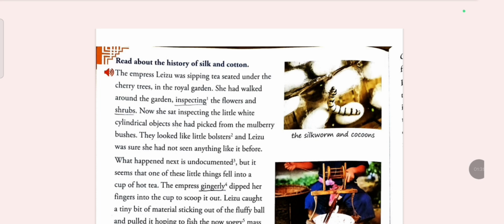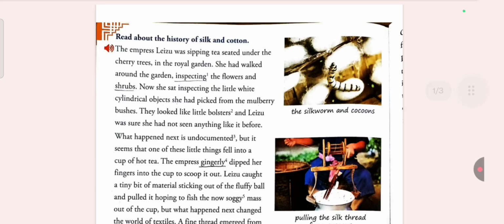Now the story starts. Read about the history of silk and cotton. The Empress Lizu was sipping tea seated under the cherry tree in the royal garden. So it is the story of China. There in the royal garden, their Empress Lizu was sipping tea under the cherry tree. She had walked around the garden, inspecting the flowers and the shrubs, side by side.